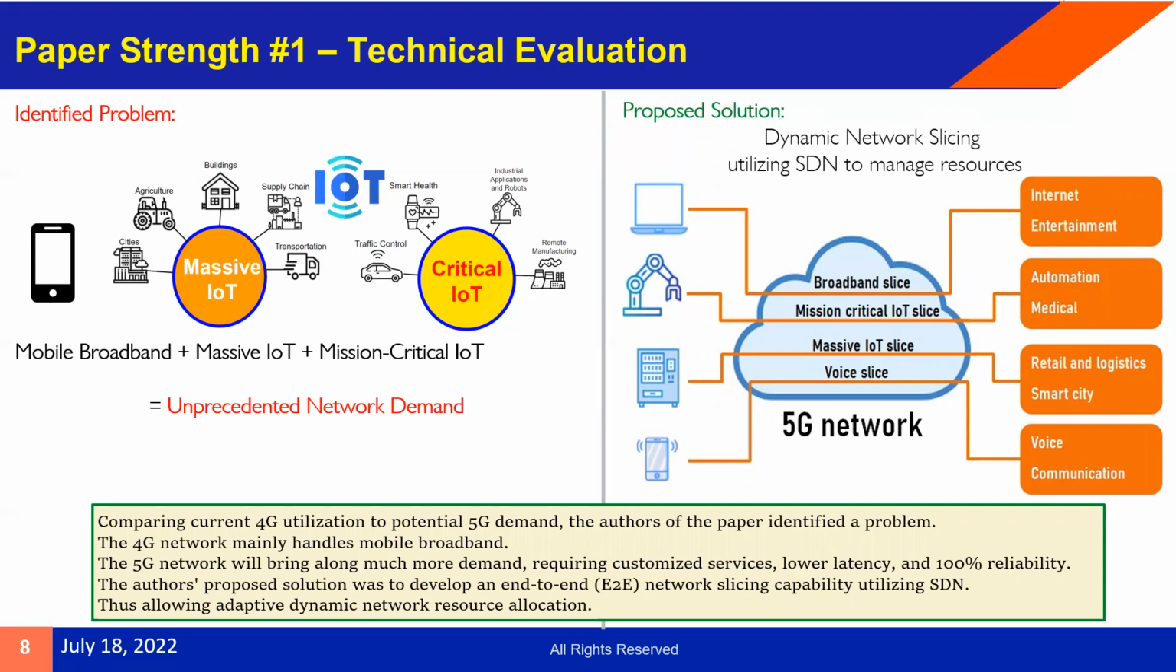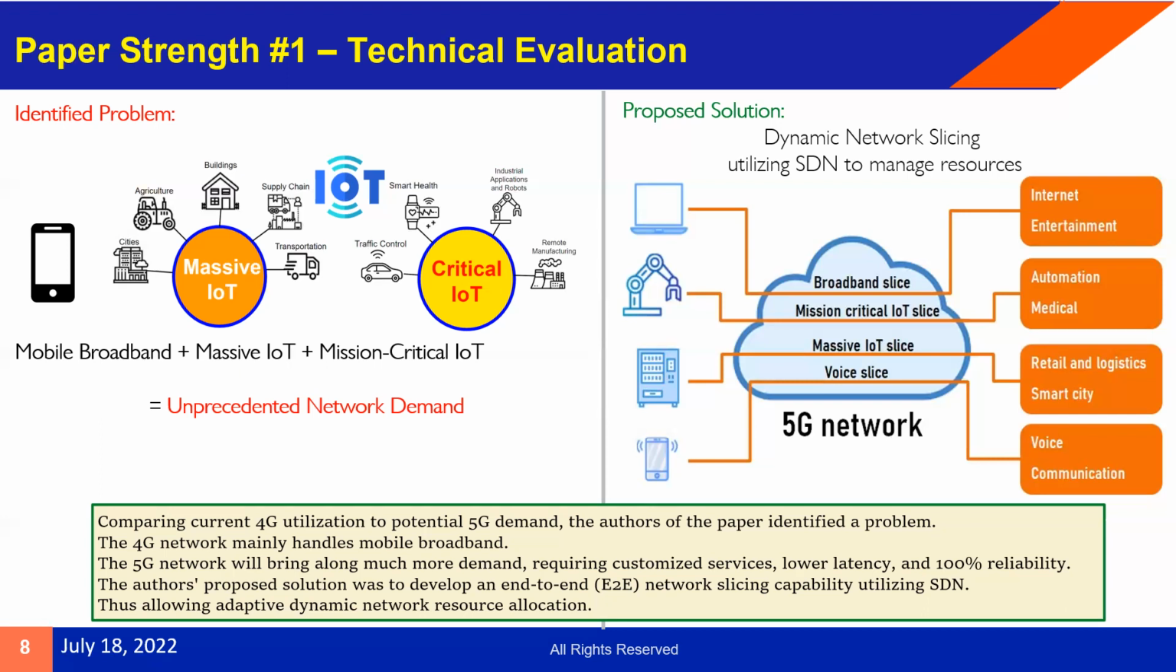So for paper strength number 1, I'll cover the technical evaluation. So the authors identified a problem, which was mobile broadband usage, massive IoT, and mission critical IoT. All 3 of those are pretty much going to equal an unprecedented network demand. So comparing that to 4G utilization, 4G primarily handles broadband usage. So the 5G network will bring along much more demand, which will require customized services, lower latency, and 100% reliability.